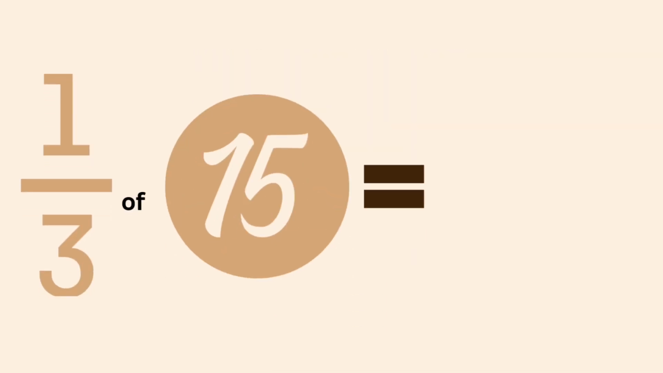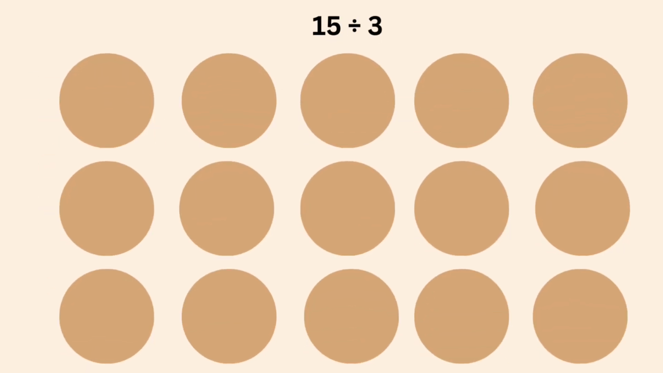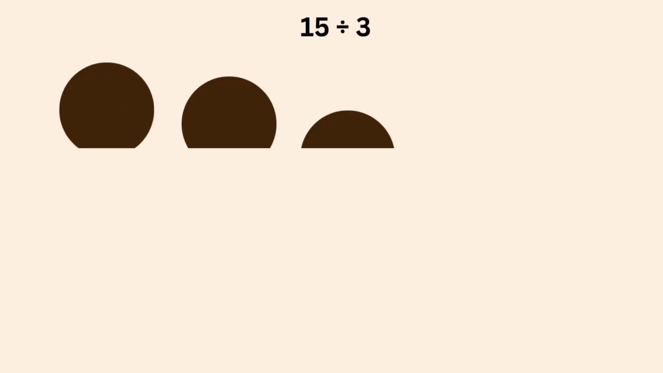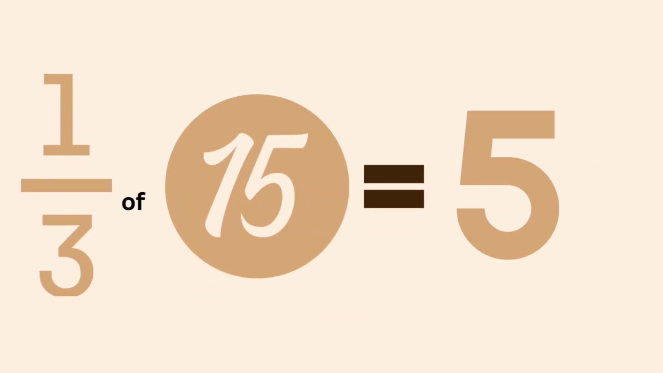1/3 of 15. 15 divided by 3. So 15 divided by 3 makes 5 equal groups. So 1/3 of 15 is 5.